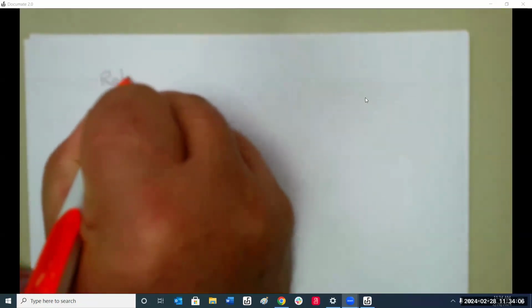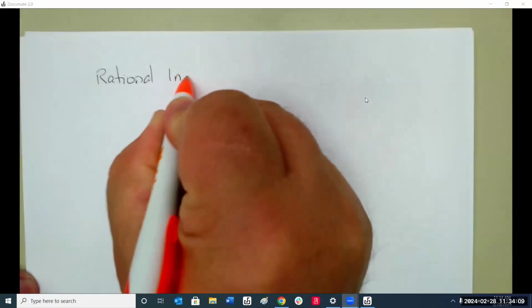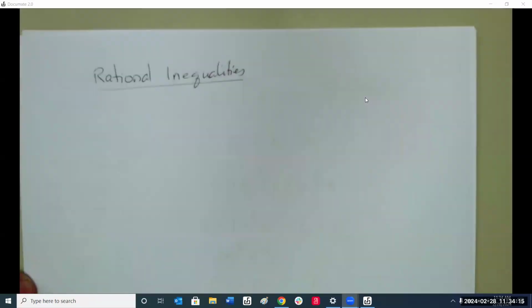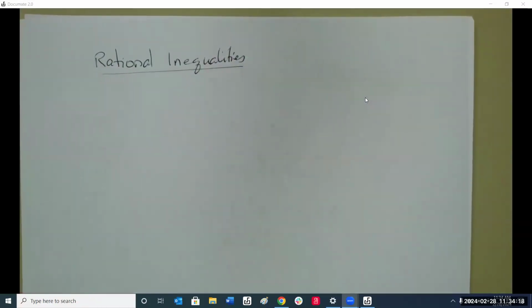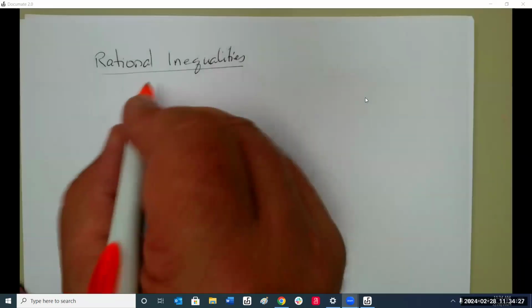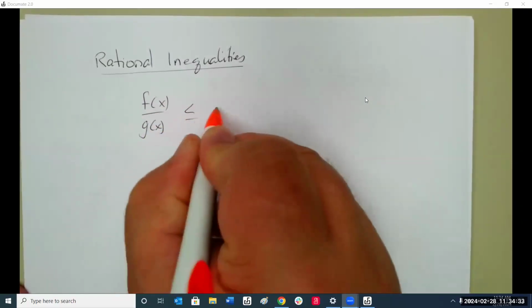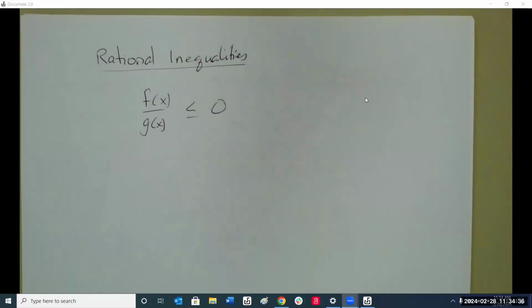Okay, now let's move on to a little bit more difficult concept. Rational inequalities, meaning we have fractions. Same steps, has to be equal to 0, so your rational function has to be something equal to 0, less than, greater than, whatever it's going to be.